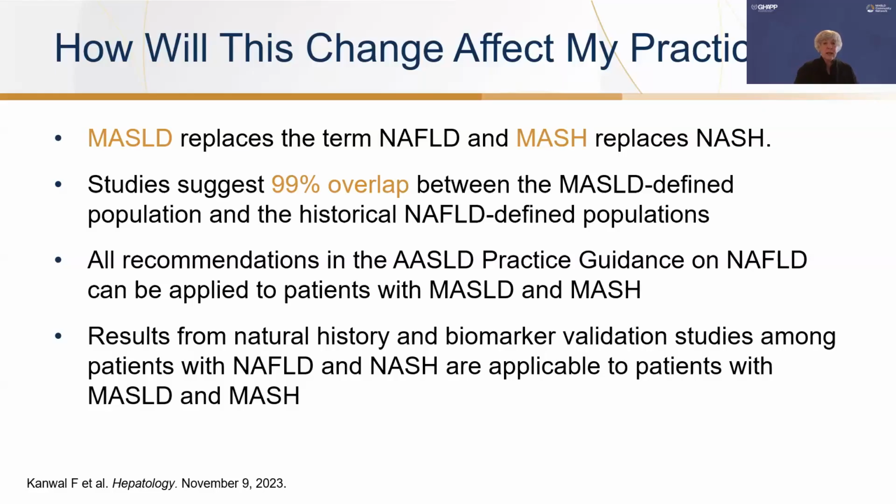Studies suggest 99% overlap between MASLD and that NAFLD defined populations. Like I said before, practice guidelines can be applied to MASLD and MASH from that NAFLD. And all of those natural history and biomarker validation studies really just fall into place with MASLD and MASH like they did with that NAFLD and NASH.